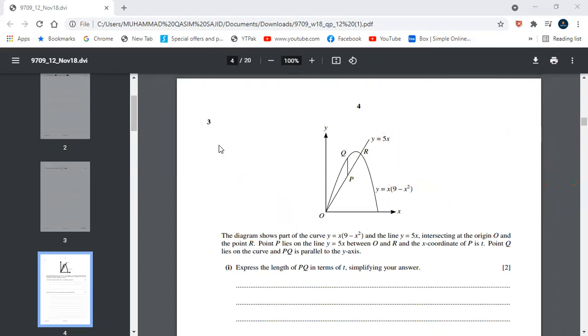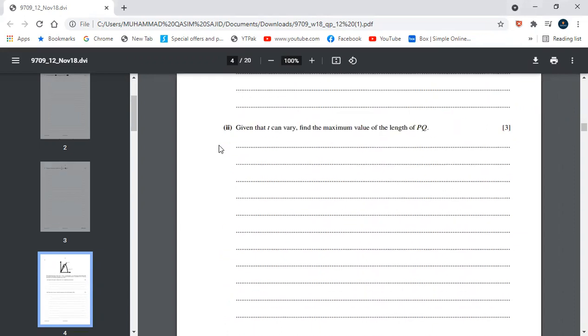Now for question number 3 part 2, given that the length, find the maximum value of length PQ. So how to find the maximum? To find the maximum value, we first have to differentiate our equation with respect to t, and see how it varies with t. So d upon dt.